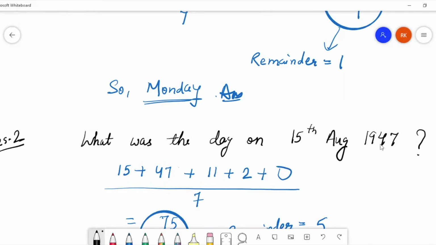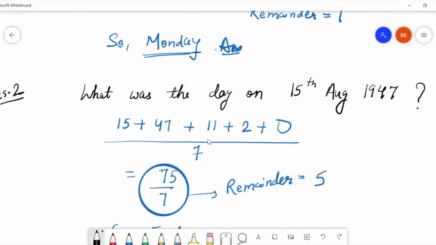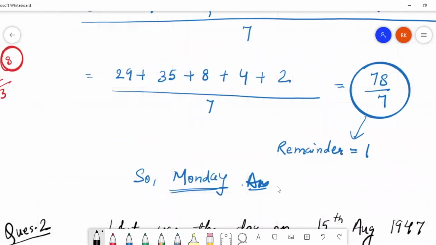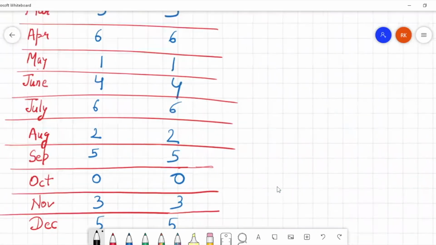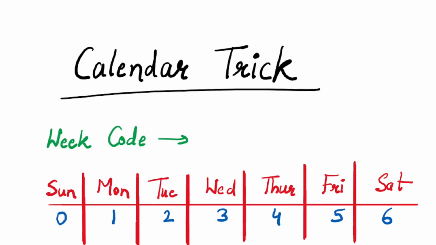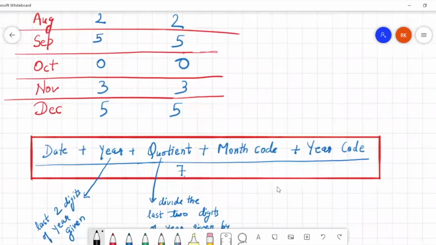And 1947 is the year. So you will see the year code table. For 1900, it is 0. So 0. Now we have to add all these and divide by 7. So 75 by 7. The remainder will be 5. Now we will see the week code table and check which day has the code 5. So Friday is the day which has the code 5. So Friday is our answer.